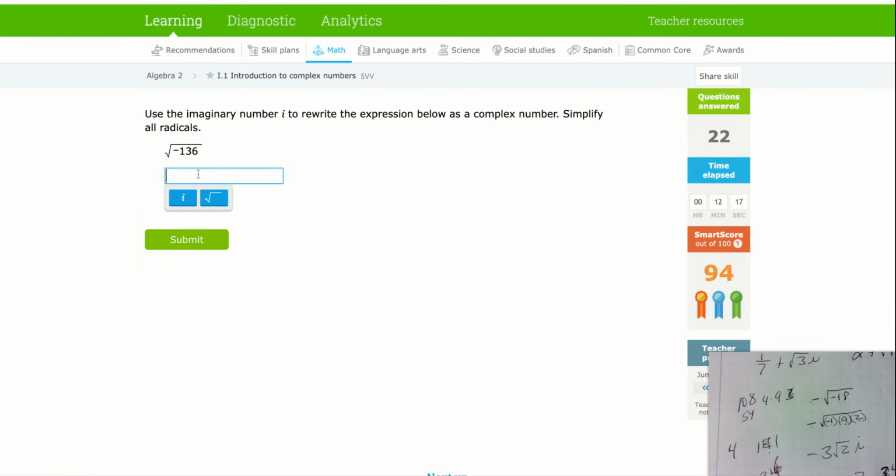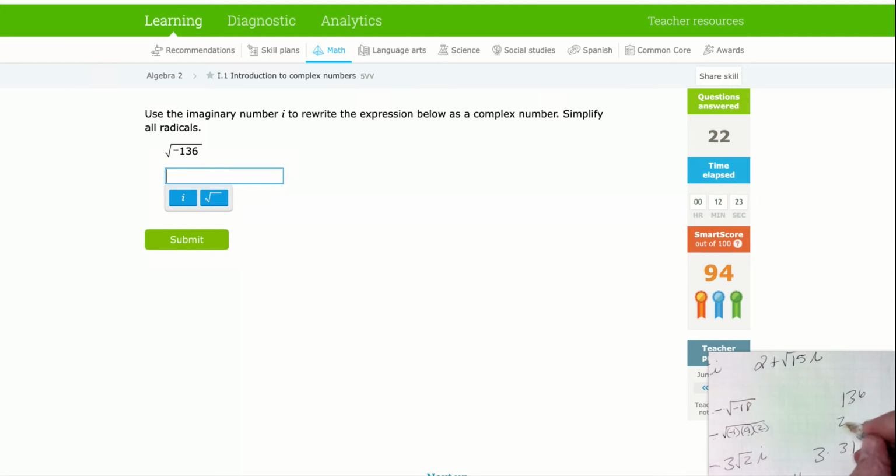Square root of 136. I thought I did 136 somewhere. 136, that's 2 and 68, that's 2 and 34, that's 2 and 17, so it's 2 square roots of 34, and then the i.